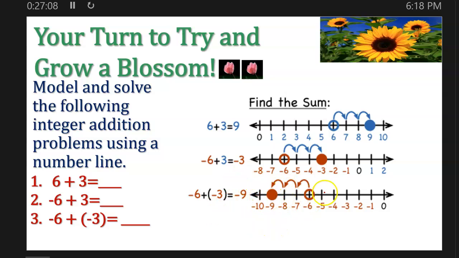And then the number line at the bottom, we have a negative 6 plus a negative 3. So we start off at 0, we go to negative 6. And then we have to add an additional negative 3. So we need to move in the negative direction 3 more times. And we end up at a negative 9.